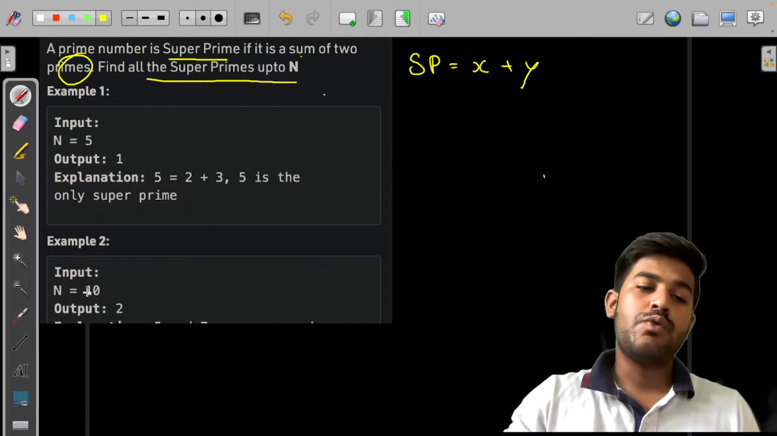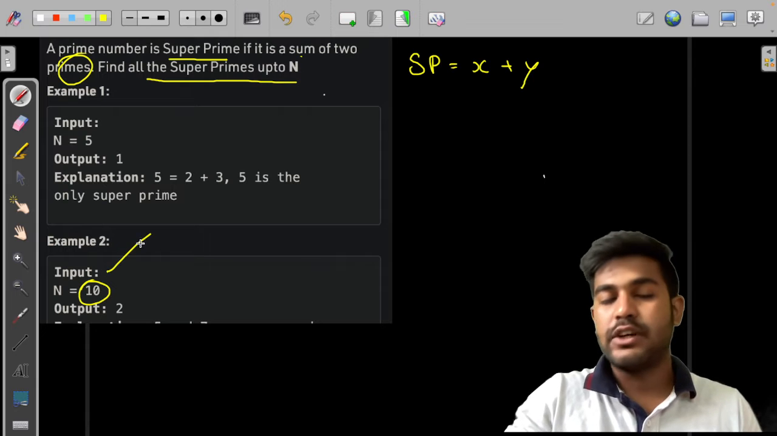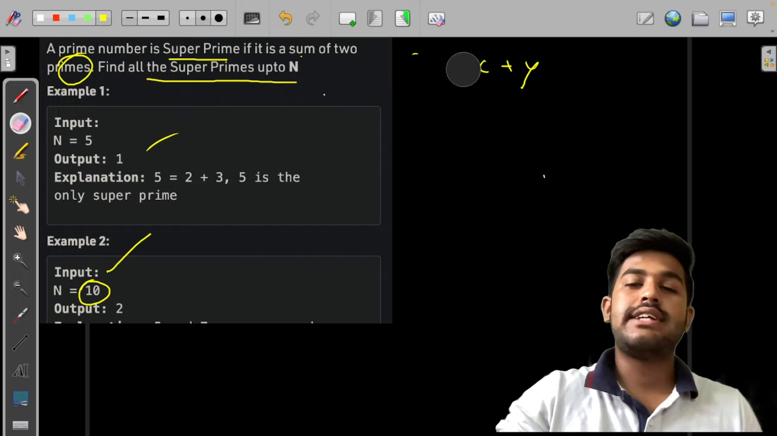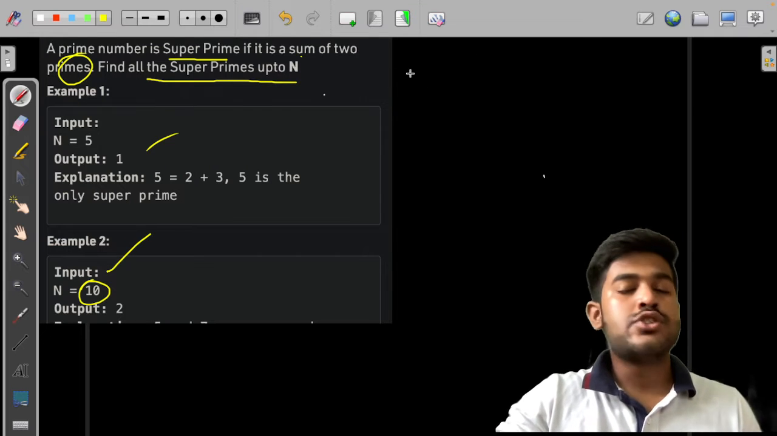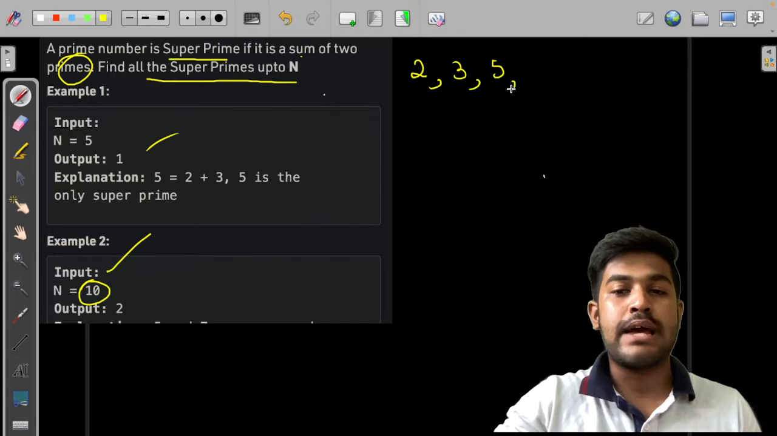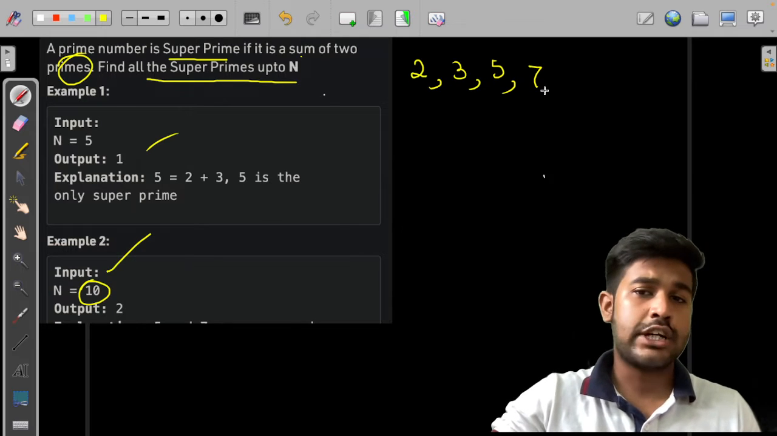Now we need to find all the super primes up to n. So we would see till 10, because if we solve the sample test case for the second one, the first one would automatically be solved. Now let us start doing this. 1 is not a prime number, 2 is a prime number, 3 is a prime number, 5 is a prime number, 7 is a prime number, 8 is not a prime number, 9 is not a prime number, and 10 is not a prime number.